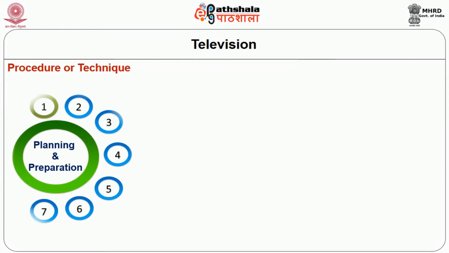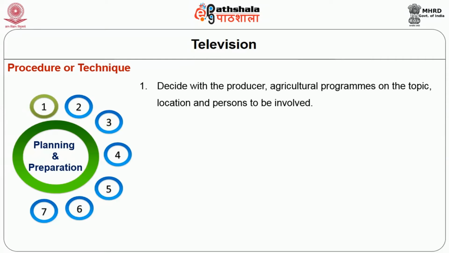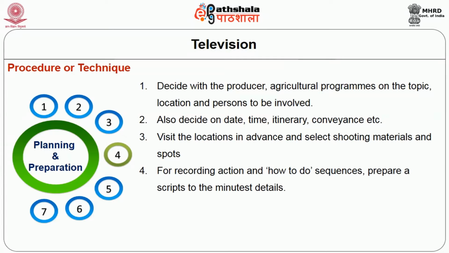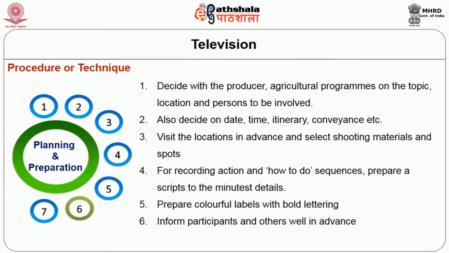First, planning and preparation. Decide with the producer of agriculture programs on the topic, location, and persons to be involved. Also decide on date, time, itinerary, conveyance, etc. Visit the location in advance and select shooting materials and spots. For recording action and how-to-do sequences, prepare a script to the minutest details. Prepare colorful labels with bold lettering. Inform participants and others well in advance. Limit a single day's shooting to 2 to 3 locations.